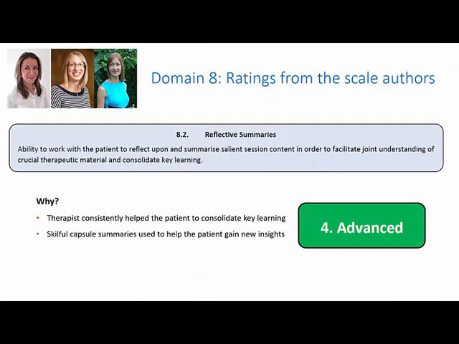For item 8.2, reflective summaries, we gave a rating of 4 advanced. This is because we felt the therapist consistently helped the patient to consolidate key learning, so this was throughout the session. She skillfully reflected back and summarised salient information using capsule summaries. Particularly skillful was the fact that she was highlighting not only the content, i.e. what was said explicitly, but also what the patient was implicitly trying to convey, therefore really helping the patient to gain new insights and perspective.